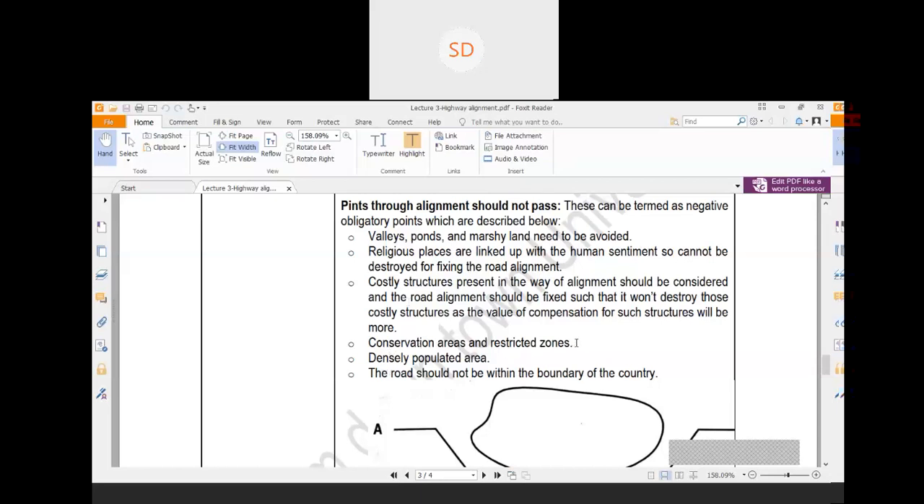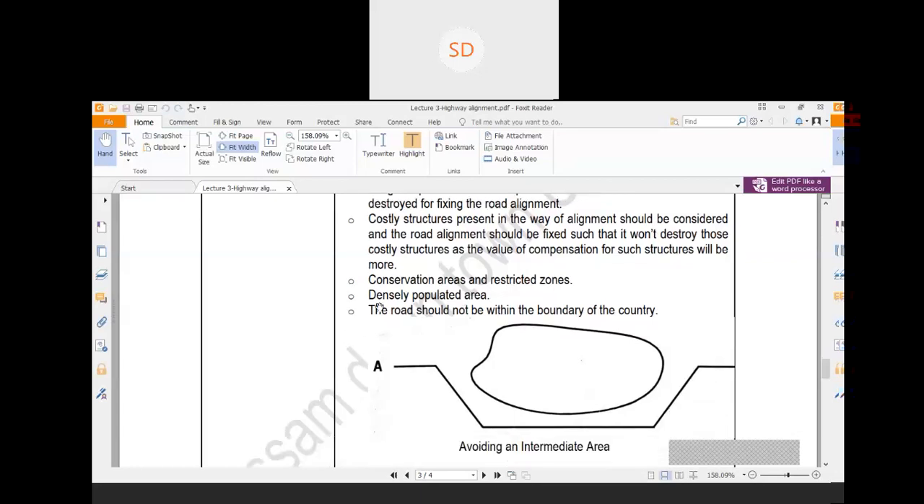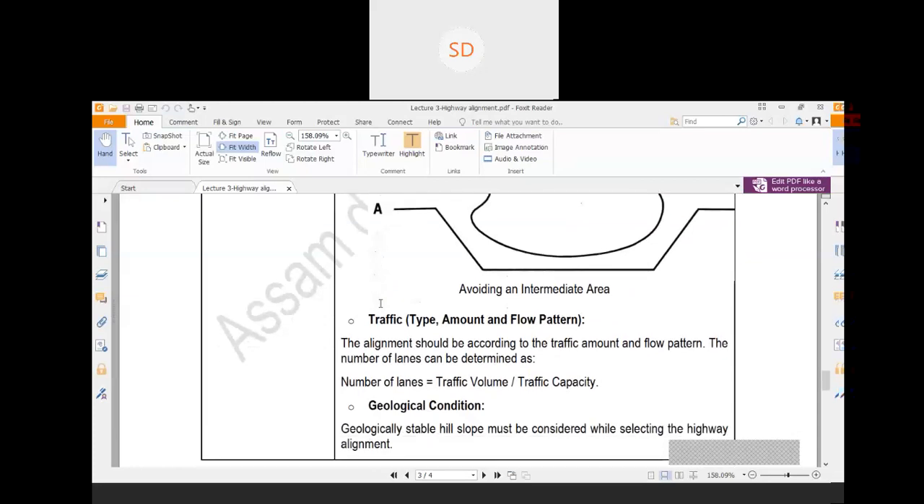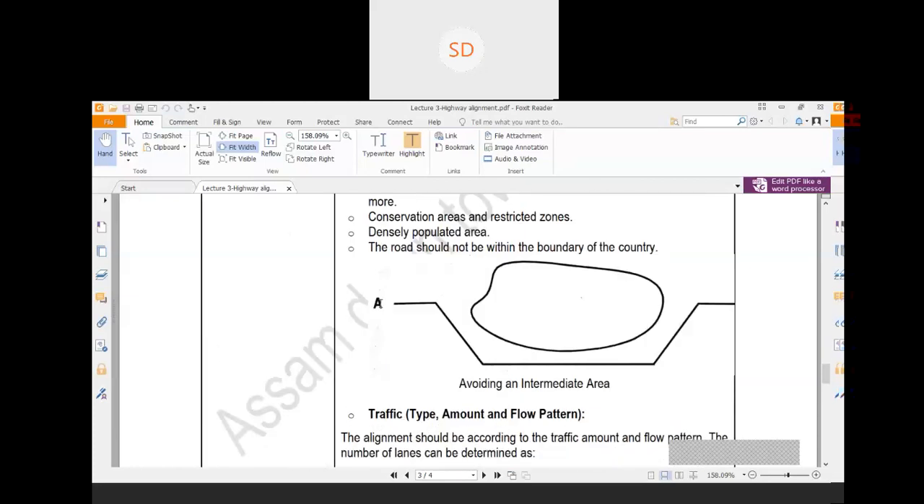Then conservation areas and restricted zones, then densely populated areas, because in densely populated areas you will have issues regarding the acquisition of land. Then the road should not be outside the boundary of the country. So these are the obligatory points.